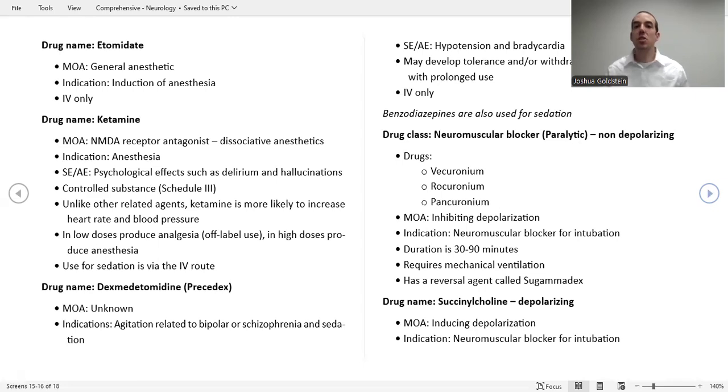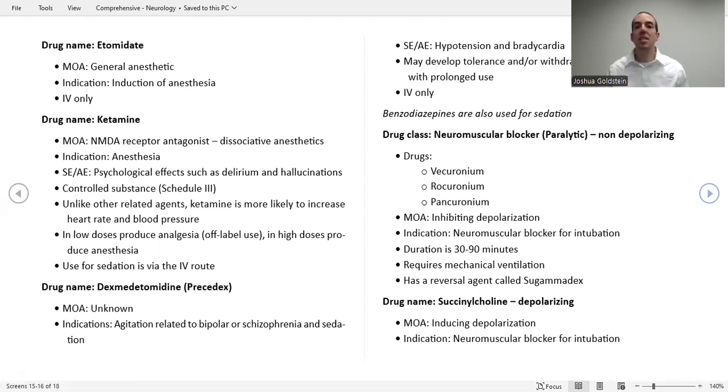Finally, we move on to the last section, which is paralytics. Paralytics do exactly that. They paralyze a patient. They have two different ways that they do it. We're going to start with the first one, the non-depolarizing. Non-depolarizing paralytics include vecuronium, rocuronium, and pancuronium. All of these are considered extremely high-risk medications. All of these will kill your patient if used incorrectly.